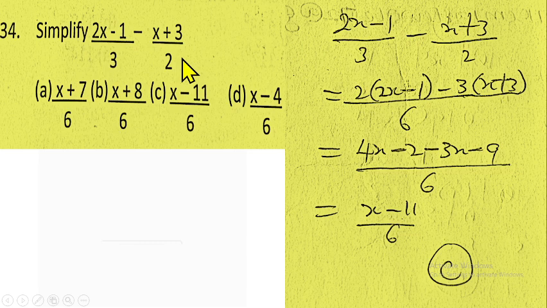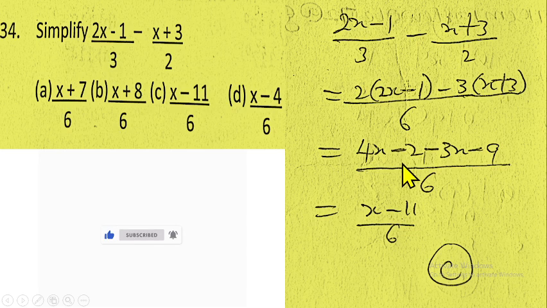From there, what can we do? We can find the LCM, which is 6. So 3 in 6 is 2. Multiply by this, you have this. Minus 2 in 6 is 3. Multiply by this, you have this. If you open the bracket, you have 4s minus 2. Then open this bracket, you have minus 3s minus 9.